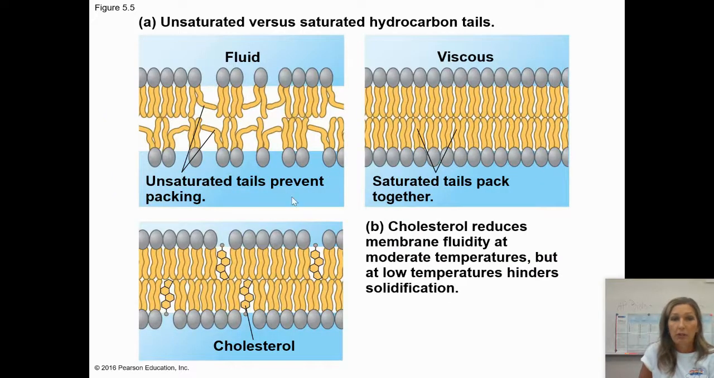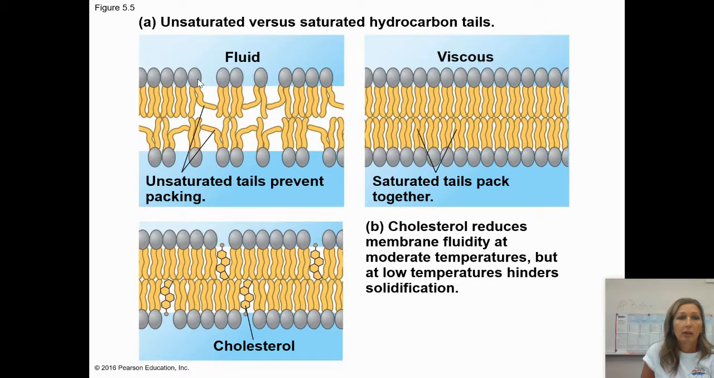Now, here's just another picture showing you the difference between plant cells versus animal cells, in order to maintain fluidity. And again, maintaining fluidity is really important, so the plasma membrane can still have proper diffusion and movement of molecules through.